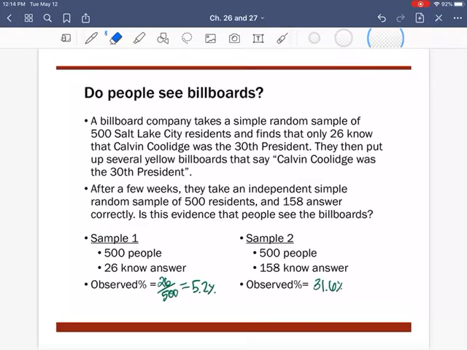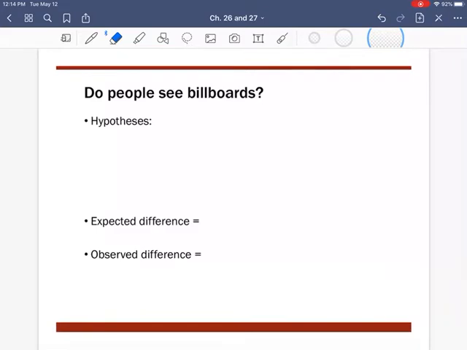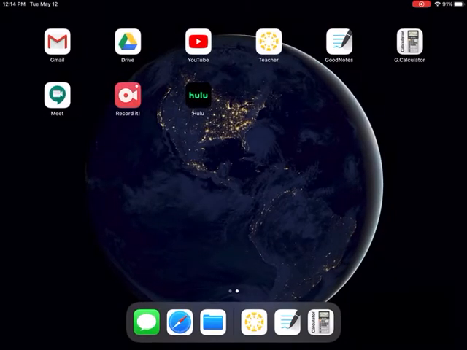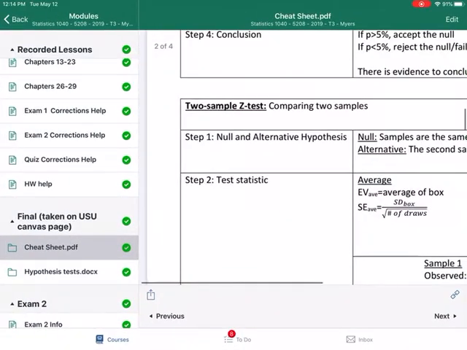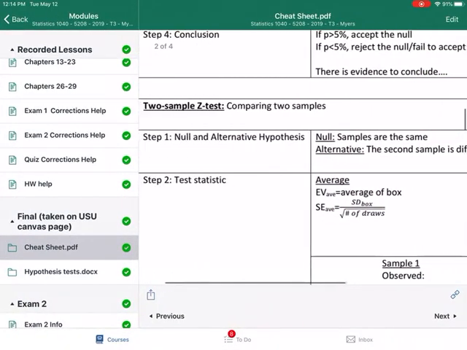So we want to know, is this a significant change? And it looks like it is. I mean, that's like a 25% difference. So we want to know, is that a big enough difference that we can say billboards are effective? You should use them for advertising.